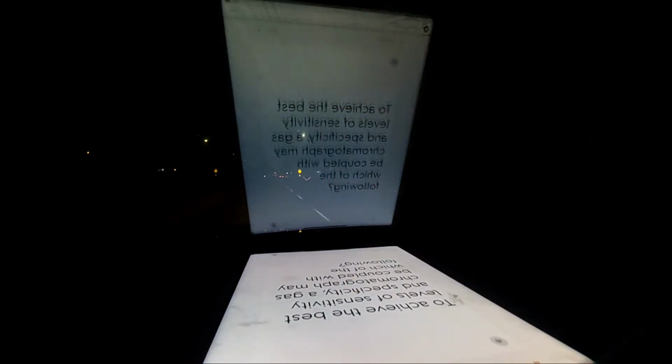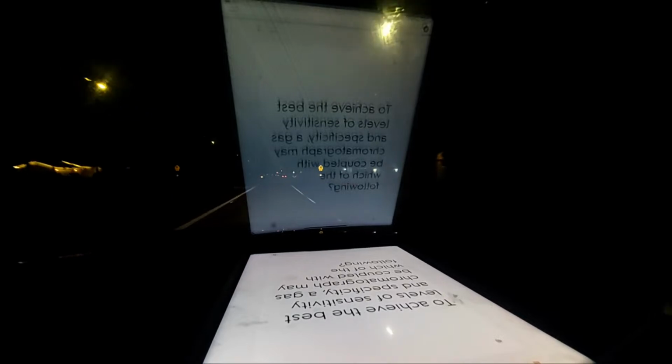To achieve the best levels of sensitivity and specificity, a gas chromatograph may be coupled with which of the following? Mass spectrophotometer. Which of the following factors does not require vitamin K for its production by the liver? 8.